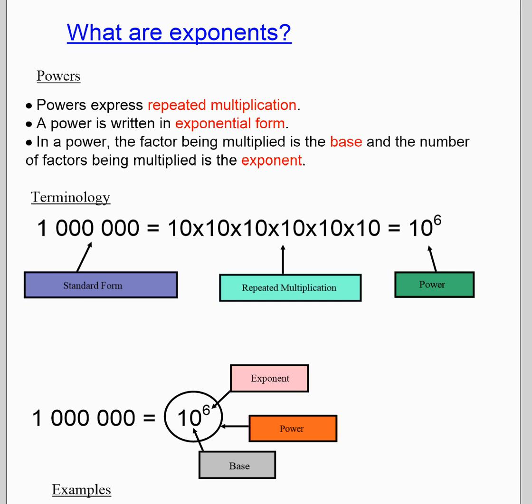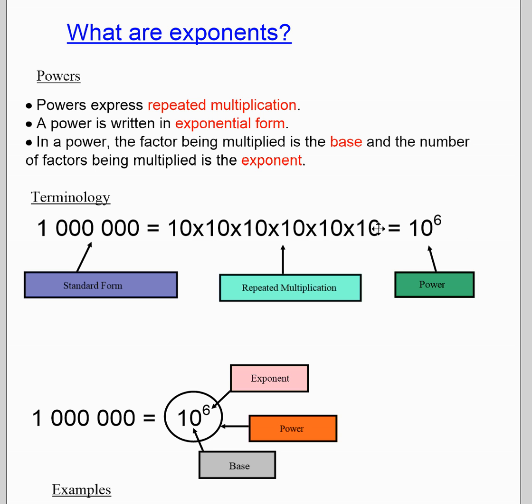So as I said, standard form, that's just a fancy way of saying what does the power equal. Repeated multiplication is writing out how many times does the base get repeated. So 10 to the exponent of 6, the base of 10 gets repeated 6 times. You just write that out. And then the power would be the simplified form of the repeated multiplication.